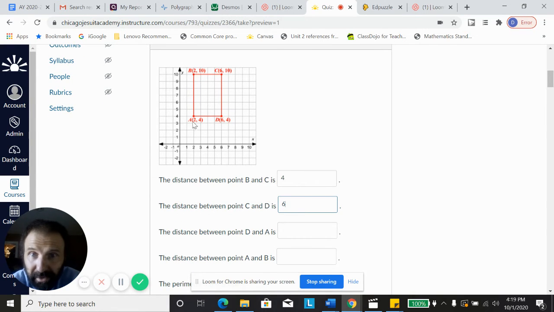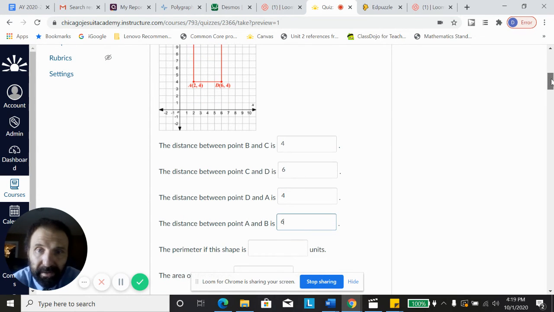Now, D and A should be the same as this, right? Because it's a rectangle. 1, 2, 3, 4. Also, look at these 4s are the same, and 6 minus 2 is 4. That's a coincidence that the 4s are the same, but it's the same as this. Then this, A and B, the distance should be 6 because this is 6, but I'll count 1, 2, 3, 4, 5, and 6. Again, the 2s are the same, and 10 minus 4 is 6, so the distance is 6.